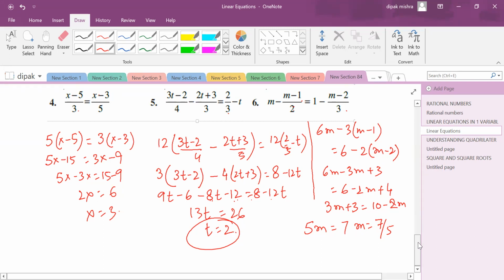So these are the questions which are generally asked at NCERT level in linear equations. Practice these questions and I'm sure you will come out with flying colors.